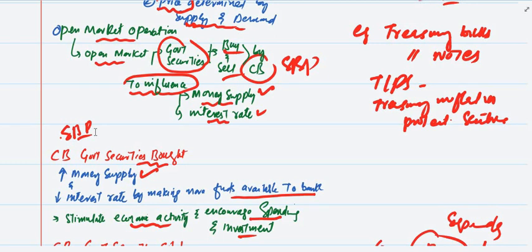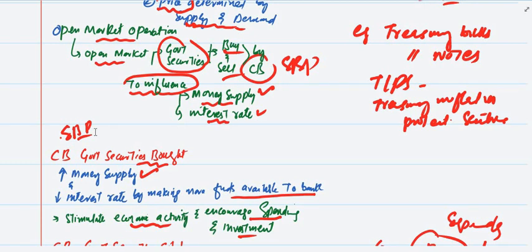in the economy. So when the central bank is purchasing and selling government securities in the open market operation, the purpose is to influence the money supply and interest rate, and how they influence the money supply and interest rate, we'll discuss this. Don't worry.